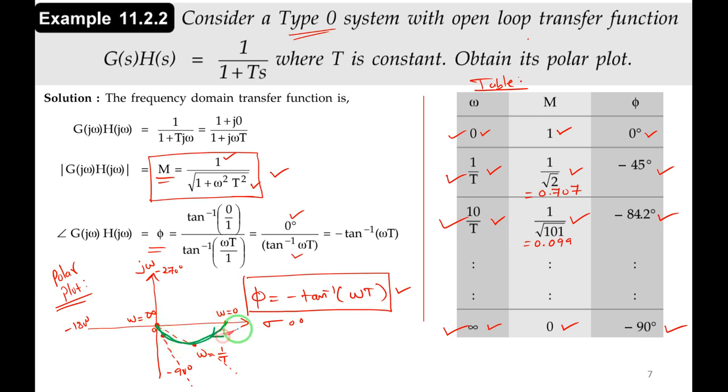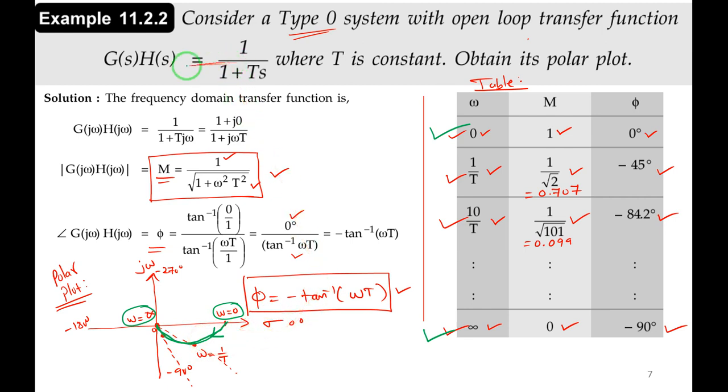So this is the polar plot. Omega equal to 0 is the starting frequency. Omega equal to infinity is the terminating frequency. As I move from omega equal to 0, the frequency goes on increasing and it reaches infinity. And there are several magnitude values and corresponding phase values. So this is the polar plot.